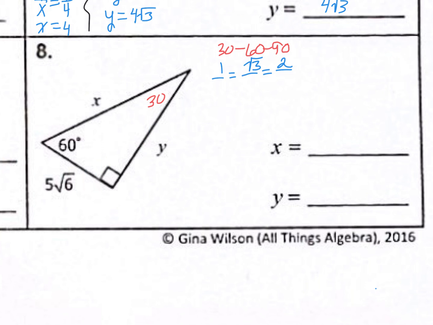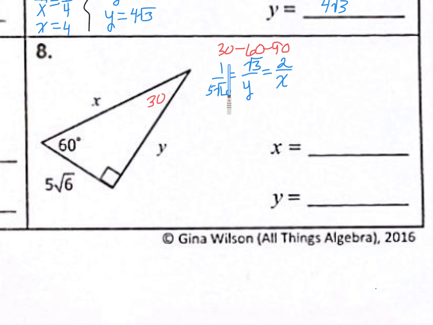Across from your 30 is 5 rad 6. And then across from 60 is just y. And then across from 90 is x. So again, our full ratio is this one right here. Don't worry about trying to rationalize this one. It'll work itself out. So I'm going to find x first.